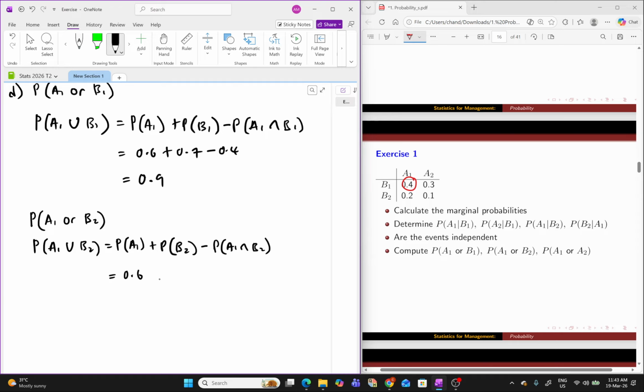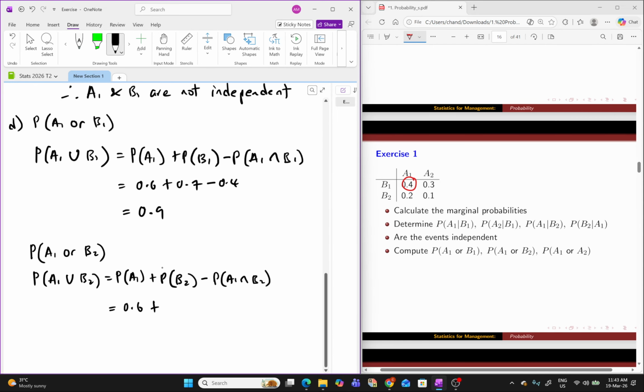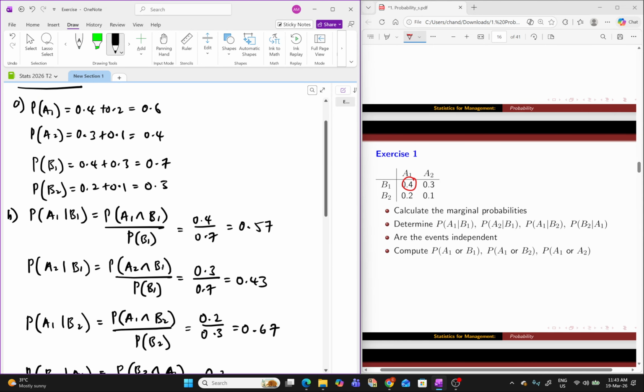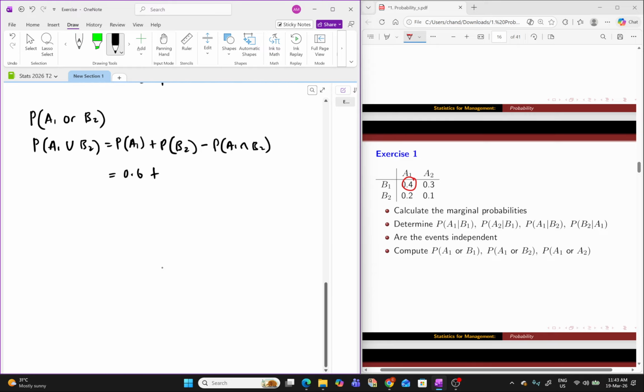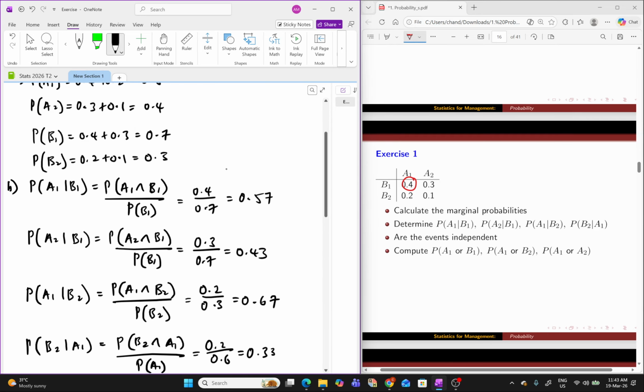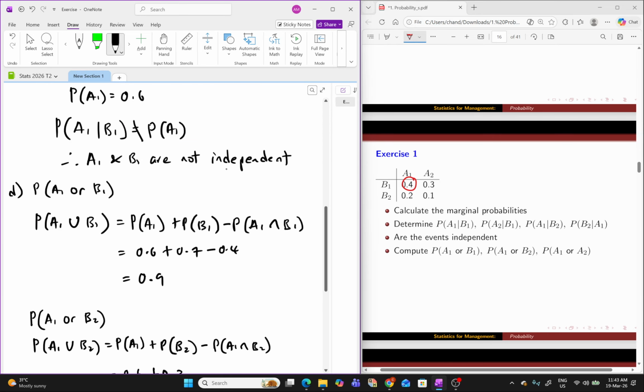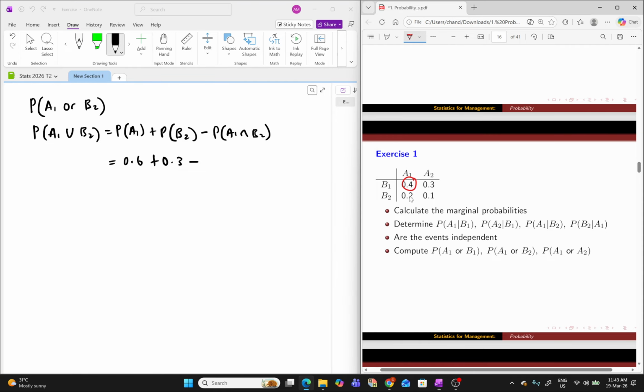A1 is 0.6, B2 is 0.3, A1 B2, A1 B2 is here 0.2. If you do this, you get 0.7.